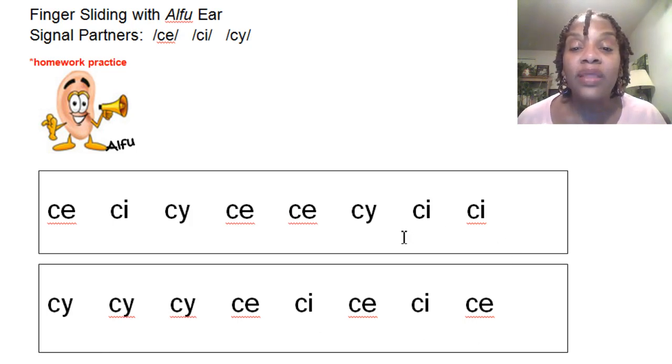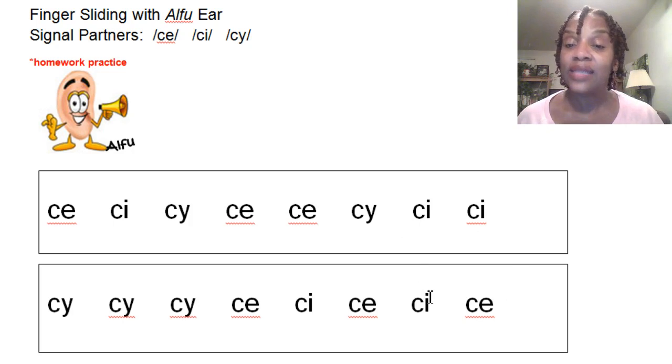And remember, the letter I is a which sound? It's a high sound. And the letter E is a wizard sound, a deep sound. All right. So again, you're going to do that in your homework.